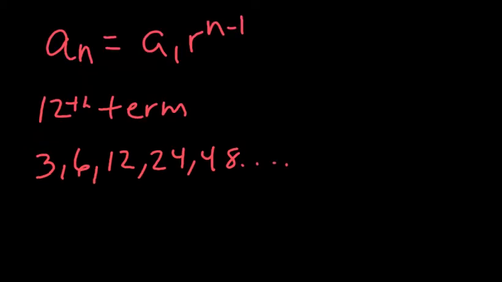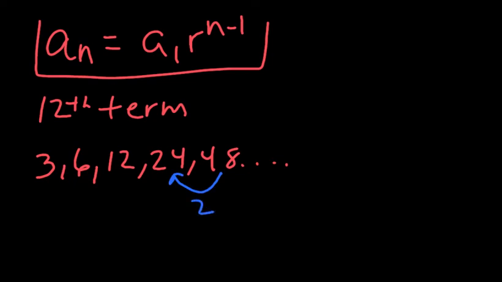Okay, let's try this one. Remember, here's our formula. It says to find the 12th term. Here's the sequence. So first, we need to find the common ratio. Well, 48 divided by 24 is 2. 24 divided by 12 is 2. It's going to be 2. This one you could probably see frontwards. 3 times 2 is 6. 6 times 2 is 12. So it's 2.